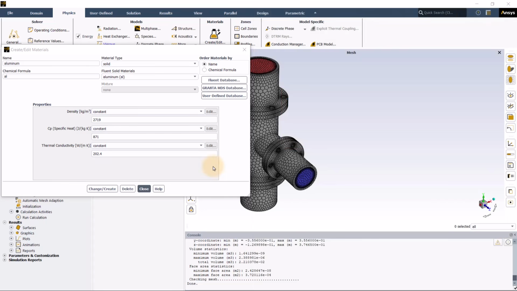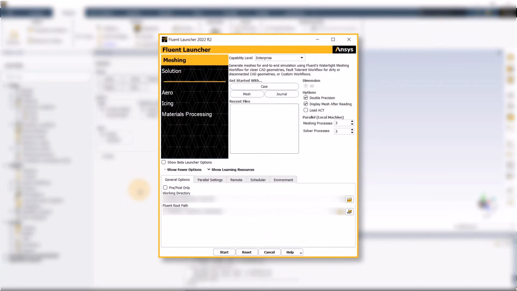It's recommended to use double precision when you solve heat transfer problems. Remember that you can tell Fluent to use double precision in a launcher panel. The reason that double precision is recommended for heat transfer problems is that in most cases, it makes it easier to get a good energy balance.